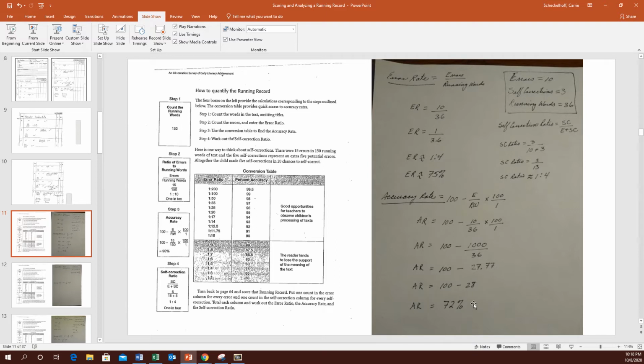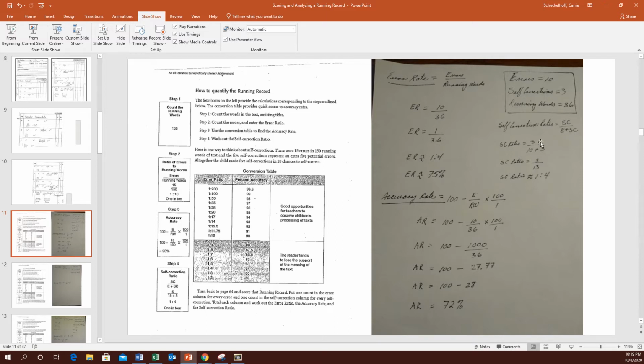I'm sorry, the actual percentage accuracy. So this would make this text kind of hard for this kiddo. The next thing we're going to look at is the self-correction rate. And the formula for self-correction rate is right here. It's self-corrections over errors plus self-corrections.